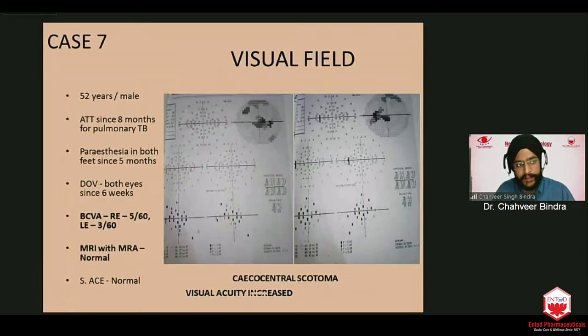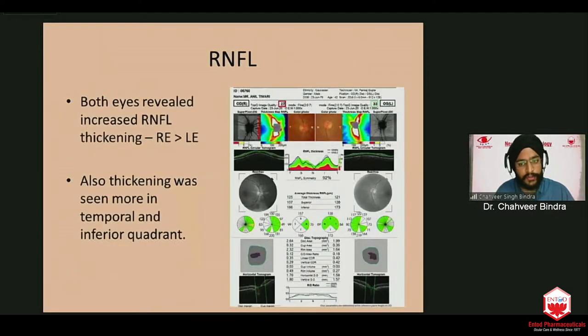Again, a similar kind of case where a 52-year-old male was on ATT since 8 months for pulmonary tuberculosis. The patient developed paresthesia in both feet since 5 months. There was diminution of vision in both eyes since 6 weeks. The best corrected visual acuity in the right eye was 5/60 and in the left eye was 3/60. The MRI and MRA were normal. The serum ACE was also normal.